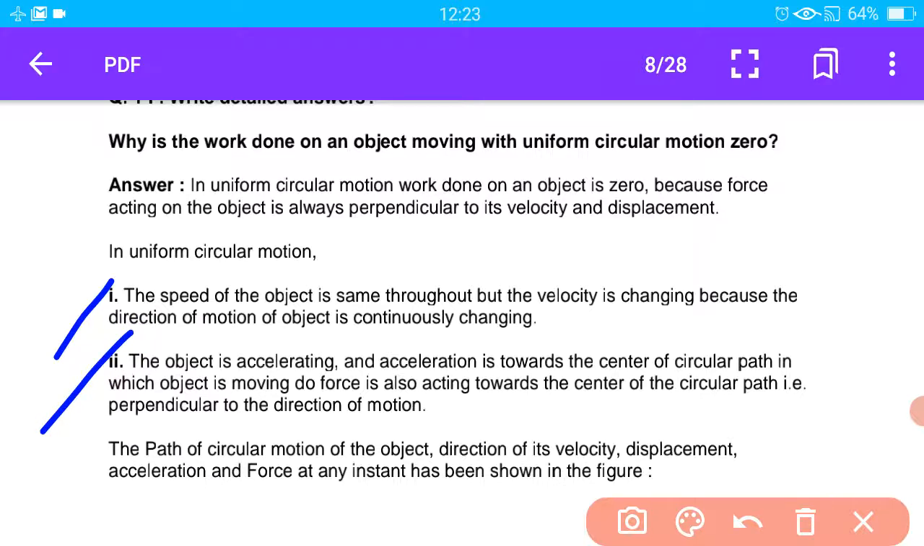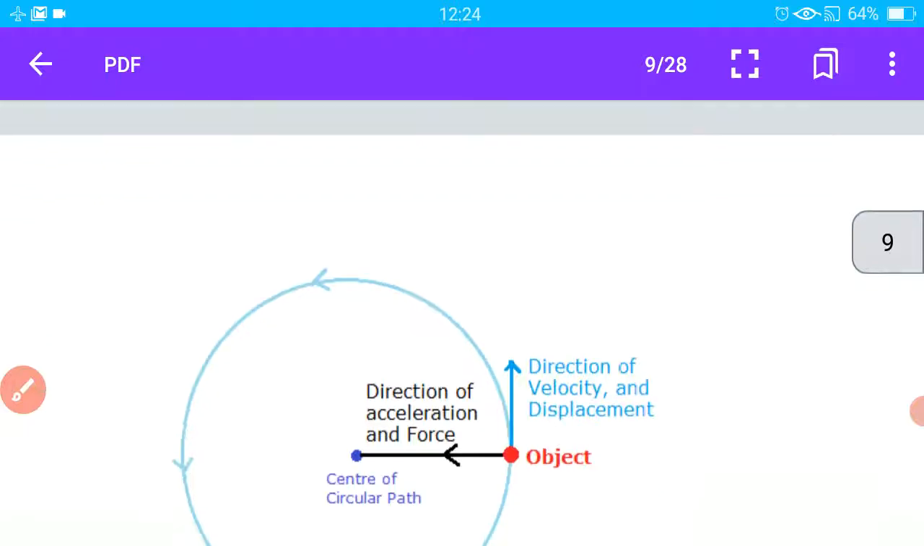Second, the object is accelerating, and the acceleration is toward the center of the circular path in which the object is moving. The force is also acting towards the center of the circular path, so it is perpendicular to the direction of motion. The path of circular motion of the object, and the direction of its velocity, displacement, acceleration and force at any instant, have been shown in the figure. You can see.